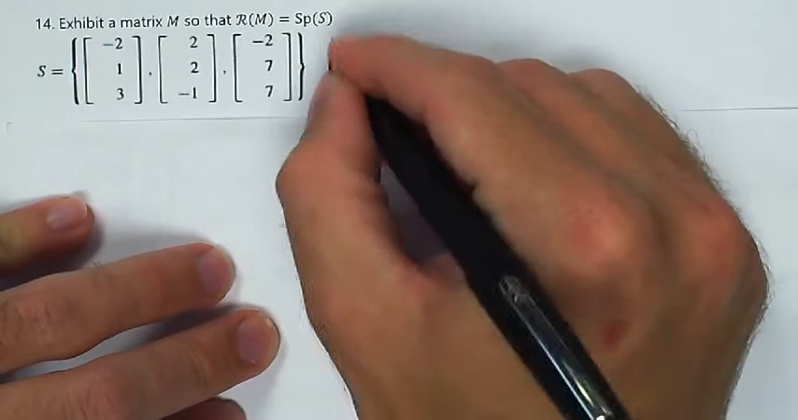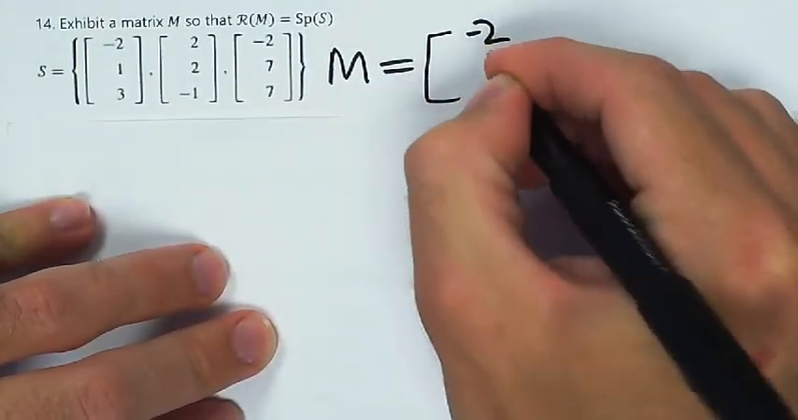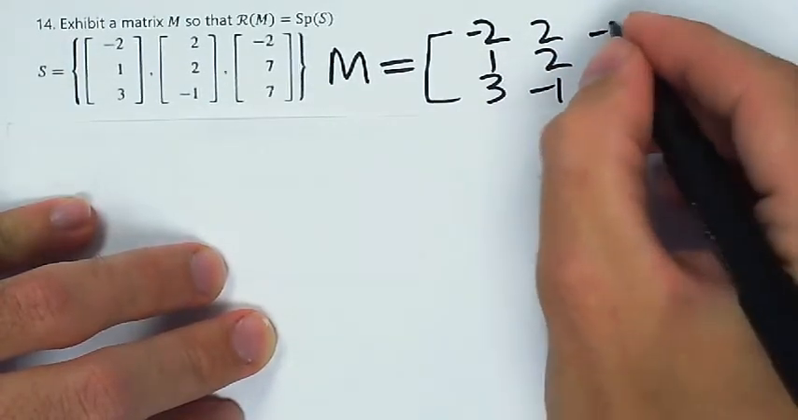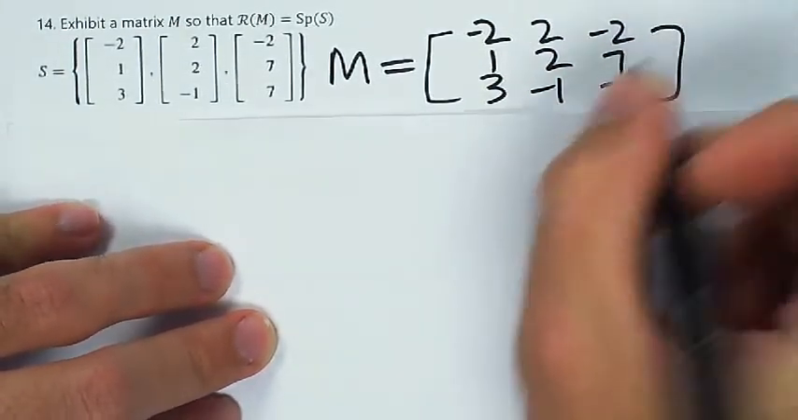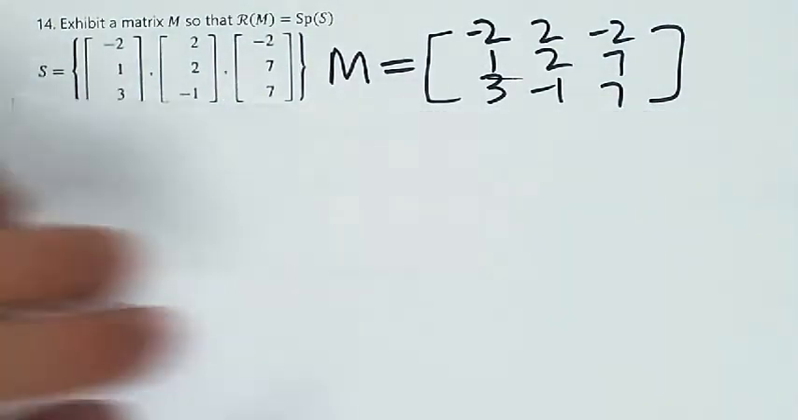So, maybe I'll even write over here. M is equal to negative 2, 1, 3, 2, 2, negative 1, and negative 2, 7, 7. That's a matrix that has the same range as the span of that set.